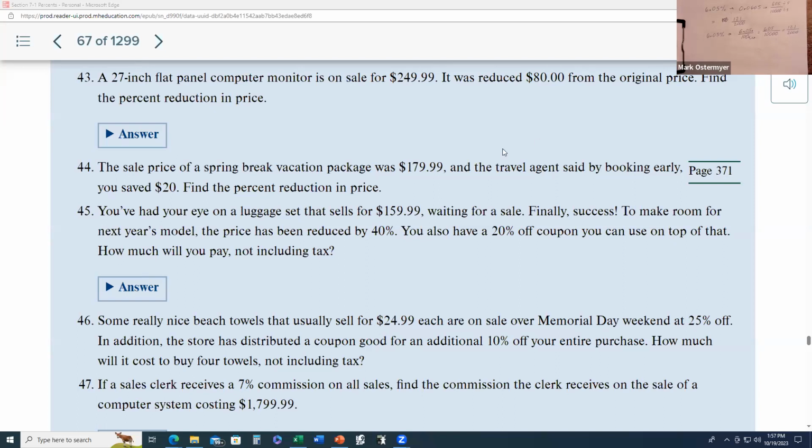All right, ladies and gentlemen, we're gonna try problem 45. This problem is gonna be done in 2 stages. First, you're gonna have to take the 40% off of the original price, and then you're gonna apply an additional 20% off of your new price after taking 40% off to give us our final price. All right, so not including sales tax, how much are we gonna be charged at the register? Go ahead and do 45. Still part of classwork.